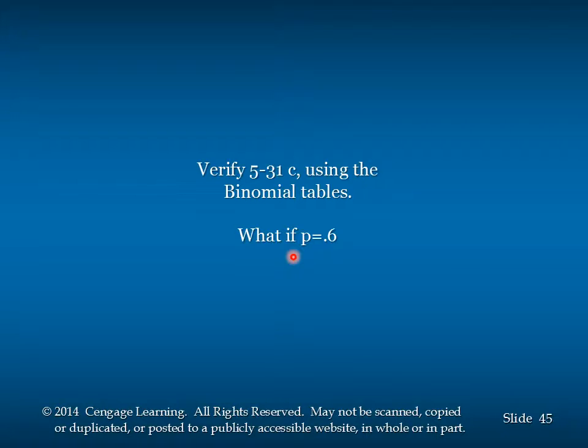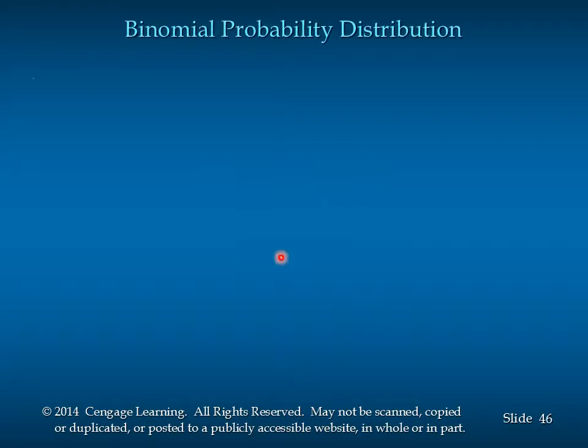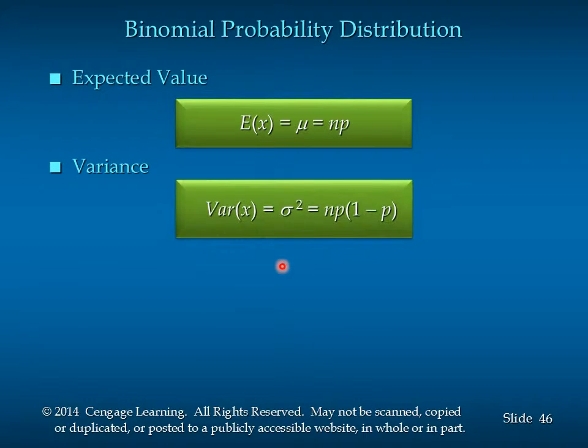These tables are all loaded in the computer now. If you had a probability of success of 0.6, your overall probability would go down.